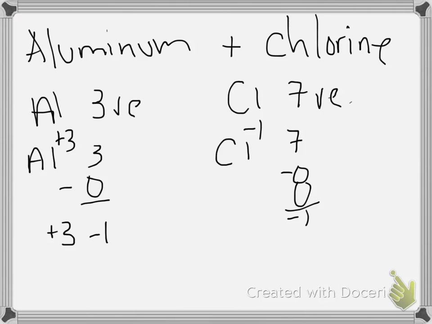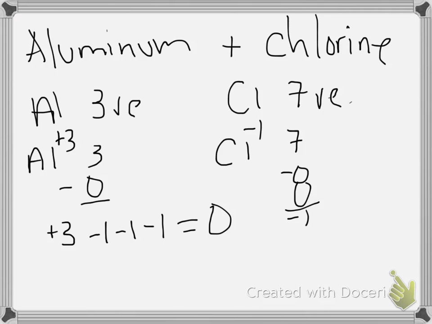But we have to get this equal to 0. So I can either add more aluminum or more chlorine. Since I would need to continue to decrease my positive charge, I'm going to add more chlorine. And in this case, I'm going to add 2 more. And if you look at this, we've got plus 3 minus 1 minus 1 minus 1. So 3 minus 3, that's going to equal 0.